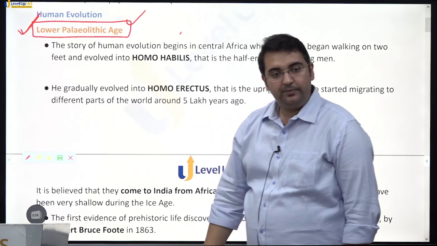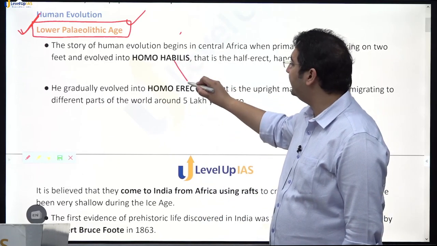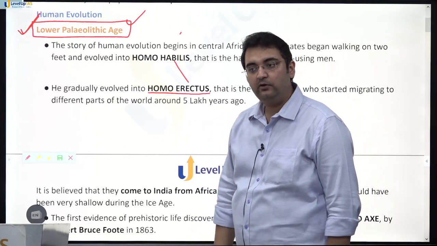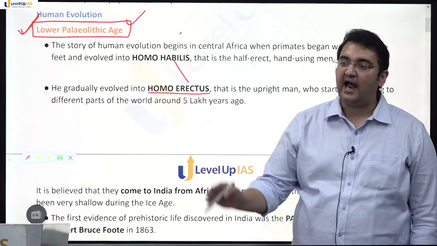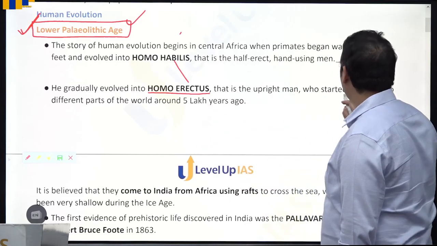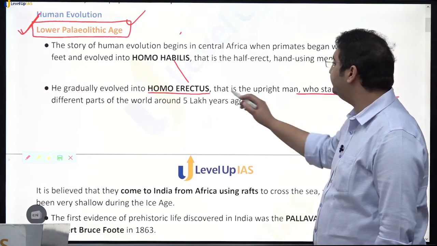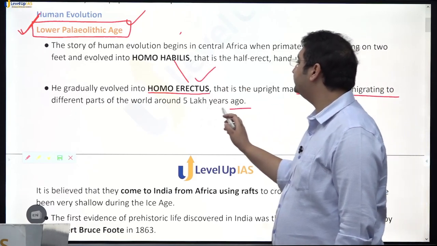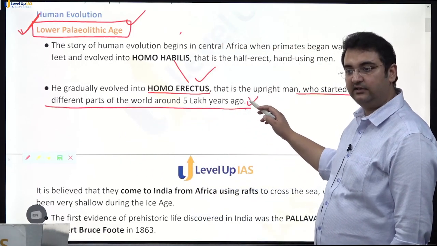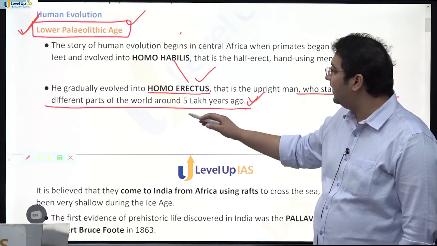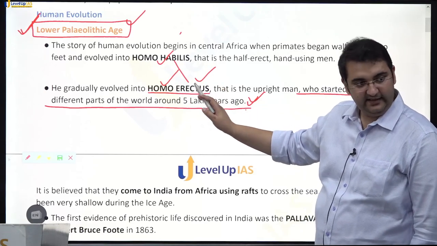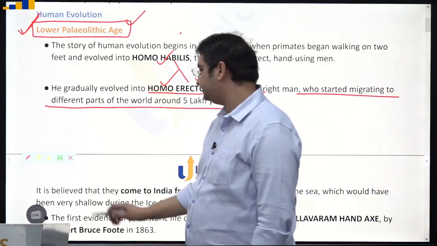Then, further evolution also took place. The Homo habilis gradually evolved into the Homo erectus. What does this tell you? Man now had the ability to stand straight, upright on his two feet. That is the upright man. And it was this species of human beings who started to migrate to different parts of the world around 5 lakh years ago. So, India mein kaun aaya? This species or this species? Homo erectus, right? Not the Homo habilis.